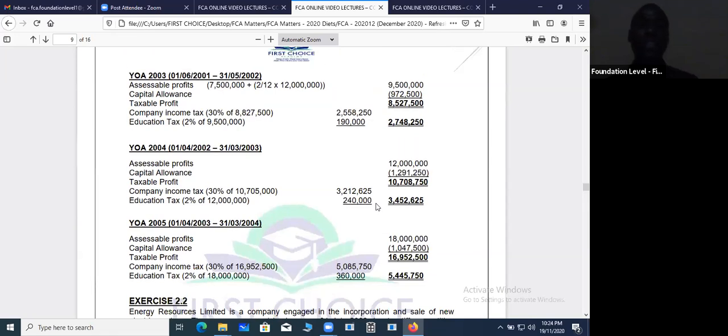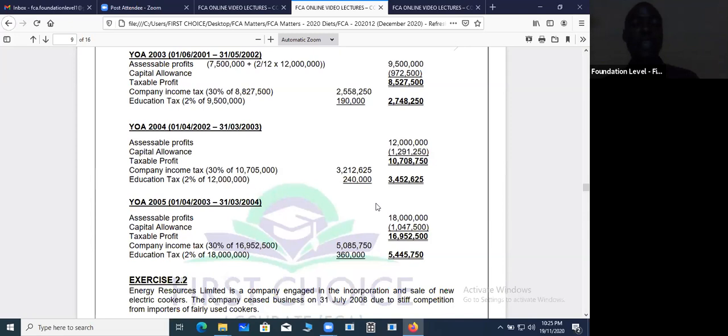So kindly study the examples we've given to you here so that you can understand how we formulate basis period for profit, and formulate basis period for capital allowance for the sake of initial allowance. Then how we apply them in getting our assessable profit and chargeable tax, and to calculate your education tax and company income tax. I would like you to go through all of these.